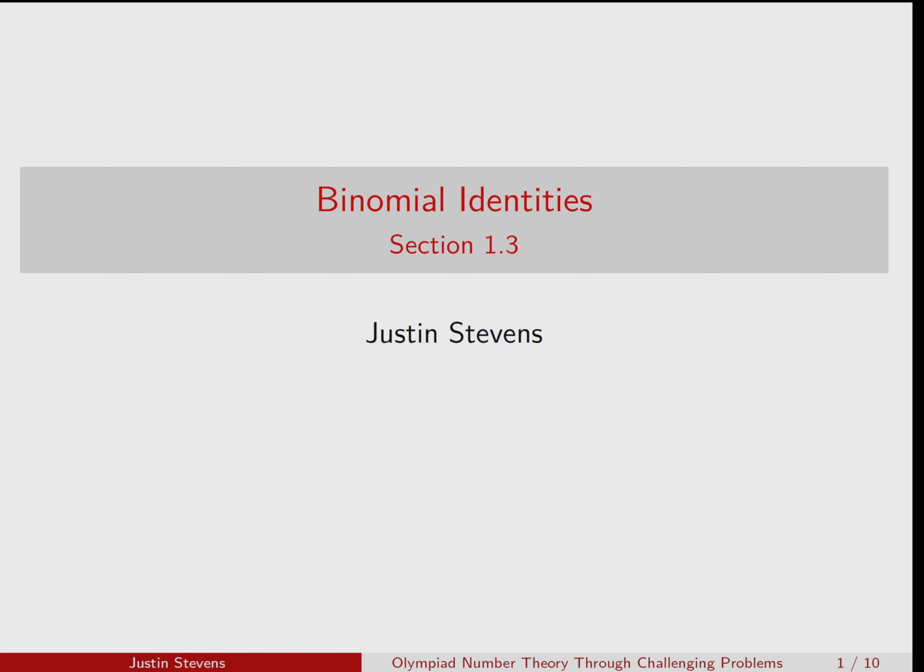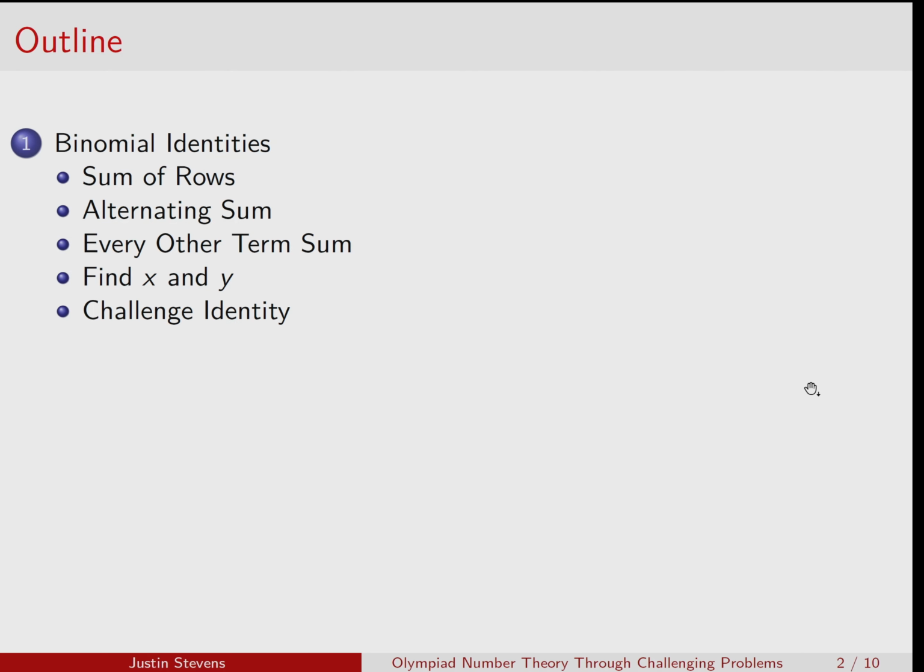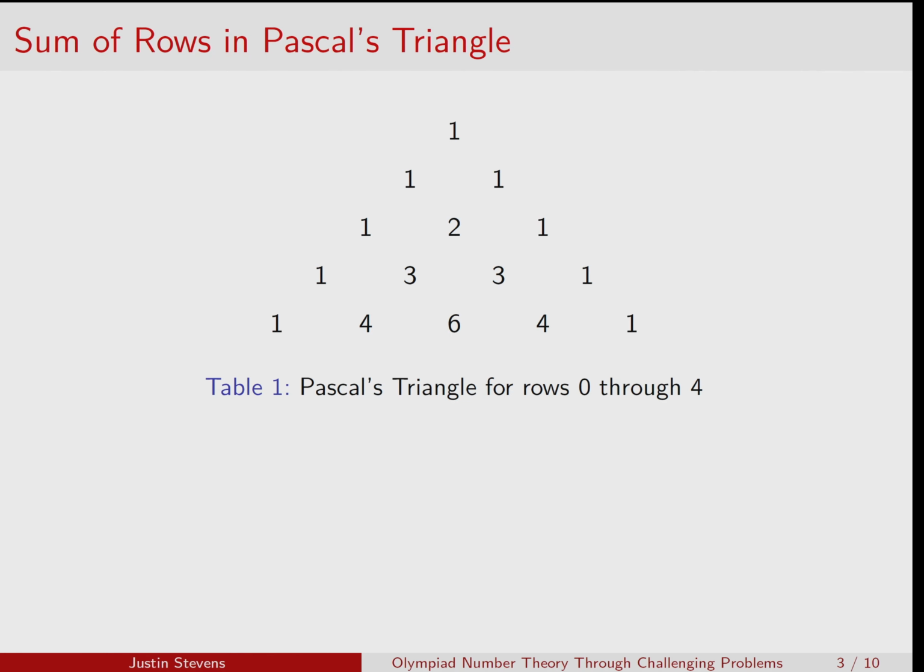Welcome back everyone to this video on 5 binomial identities in 5 minutes. So we're going to take a look here at 5 binomial identities that all relate to Pascal's triangle in some way. The first one has to do with the sum of the rows of Pascal's triangle.